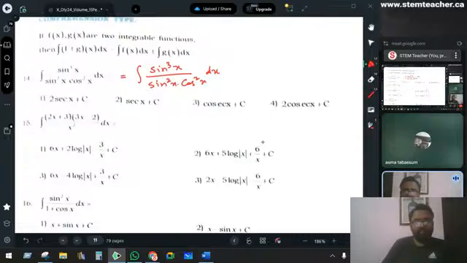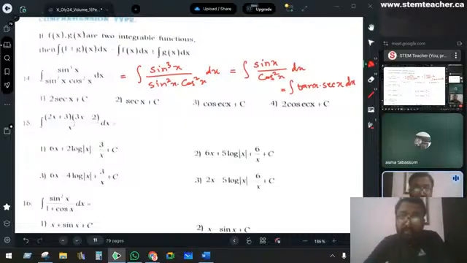So what happens here? Sin square and sin cube get cancelled. It will be sin x by cos square x into dx, which is tan x into sec x into tan x, which is tan x into sec x into dx. Integration of tan x into sec x, or integration of sec x tan x.